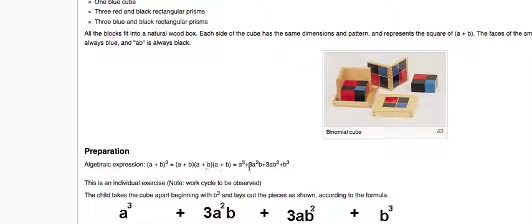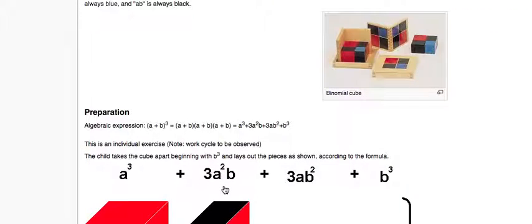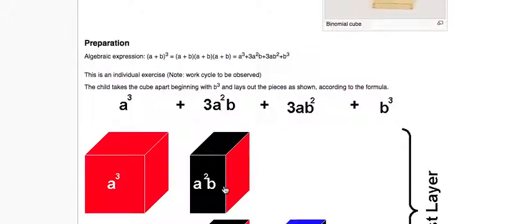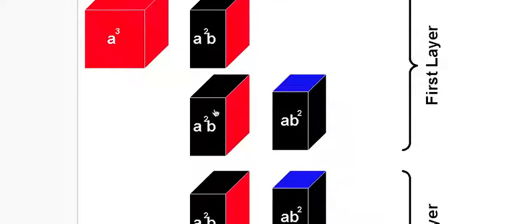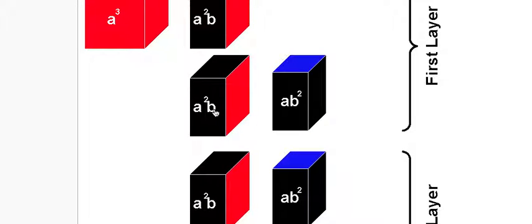So (a plus b) cubed is a cubed plus 3a squared b plus 3ab squared plus b cubed. So notice the coefficients are 1, 3, 3, 1. What you get is a cube of side a, so in that case for us that would be x. This one would be x squared times 1 for us, so when we get 3 of those, that's why there's a 3 in front, so 3x squared.